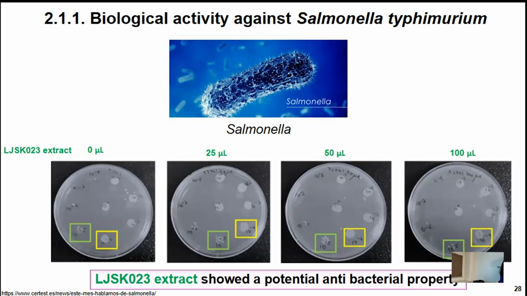Compared to 25 and 50 microliters, what we noticed was when the concentration of the Salmonella was at 10 to the power minus 4 and 10 to the power minus 5, at 100 microliters of the extract we have a lesser number of colonies compared to the control where the extract was not added. This means maybe the extract has some compounds with bioactive properties that are inhibiting the growth of the bacteria. So maybe the extract is showing some potential antibacterial activity.